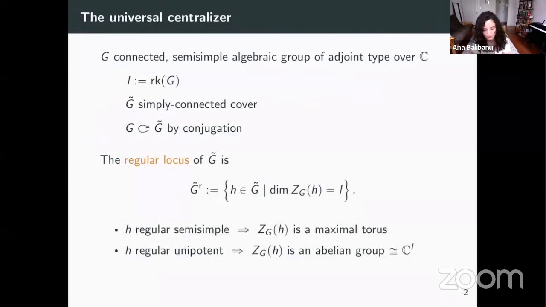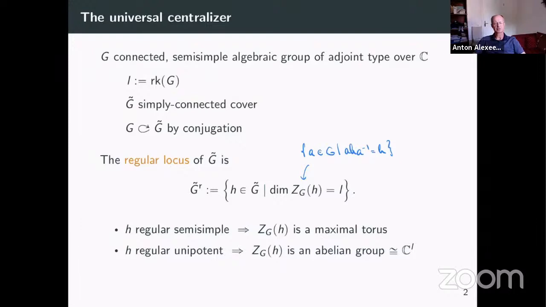So in the simply connected group, there's a kind of open dense locus, which consists of regular elements. And these are elements whose centralizer, which I denote by C_G(H), so this is elements A in G with the property that A centralizes H, has the smallest possible dimension, which is equal to the rank. So in other words, this is the locus of elements whose conjugacy classes are of maximal dimension.